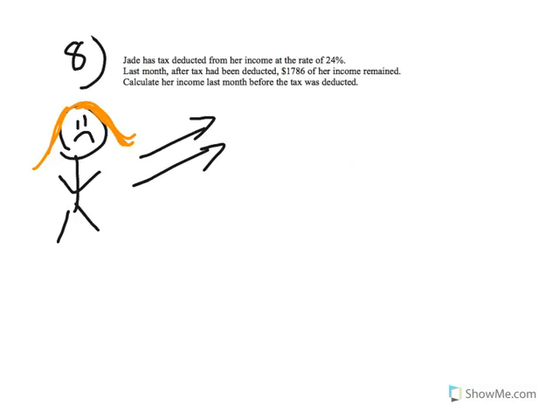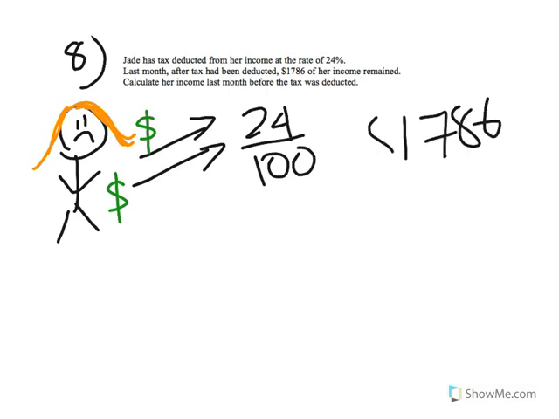So question 8 has this woman Jade, and tax has been deducted, so money has been taken away from her at a rate of 24%, so 24 over 100. And last month, after tax had been deducted, $1,786 of her income remained, so she had $1,786. You've got to calculate her income last month before the tax was deducted. We'll call that income X.